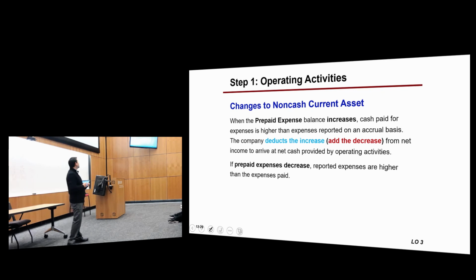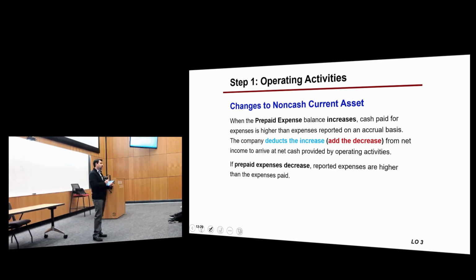Changes again to non-cash current assets. Prepaid expenses. This is, for example, when the company purchases insurance. The company is buying an insurance policy for 1 year. As far as cash is concerned, the company paid the whole amount now. Right? So what do you need to do? Prepaid expenses are again non-cash assets. So what do you do?